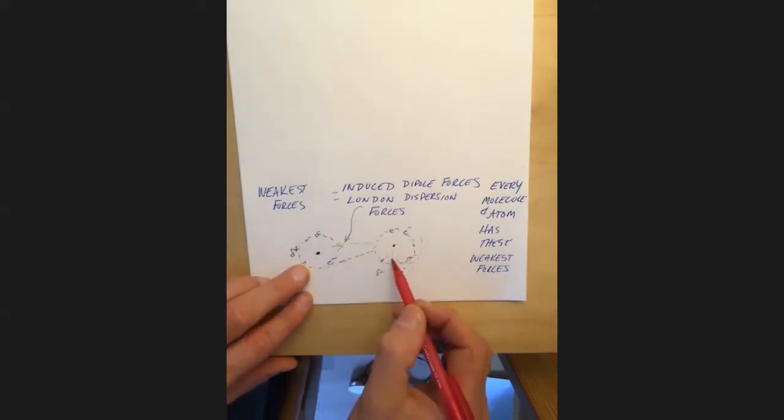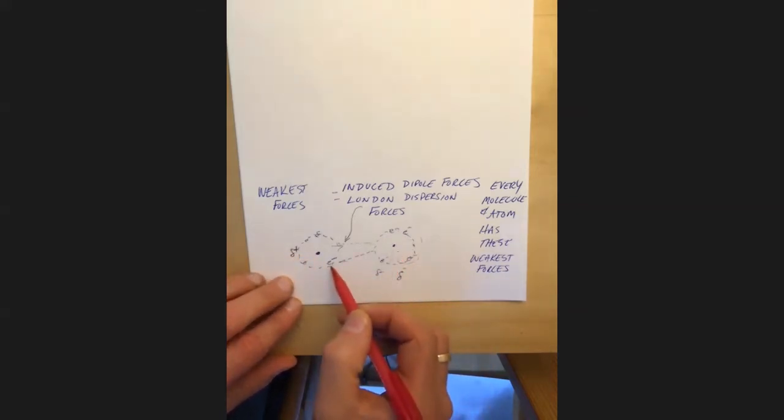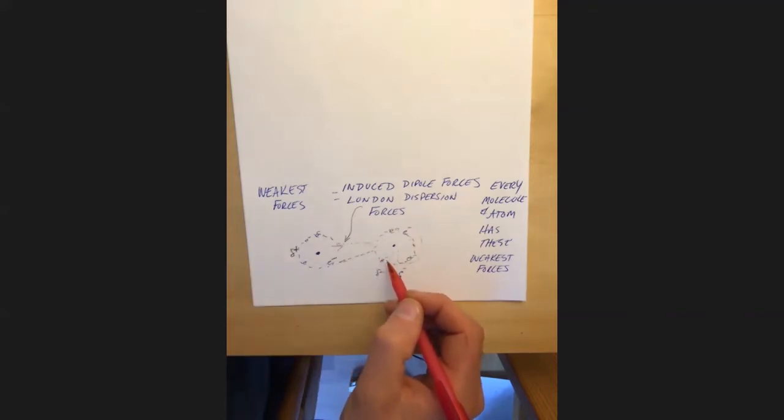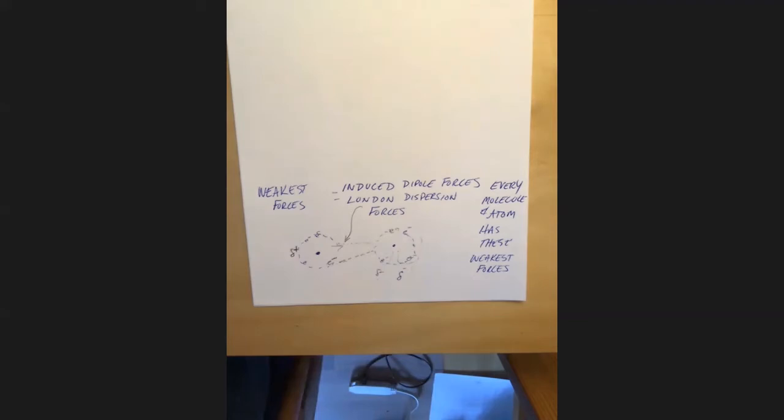So it's an intermolecular force. It's a force between these two atoms, between these two molecules, that comes from these electrons being drawn to this temporary induced dipole of this molecule, of this atom. Okay? All right, yeah. Now, these are the weakest ones.